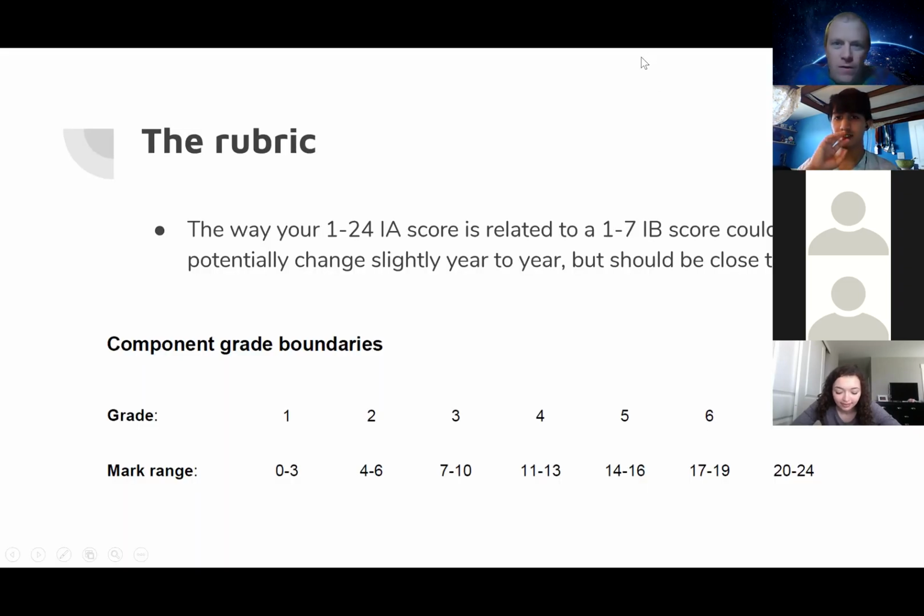Okay, so. Oh, I actually had a question about... Yeah, go ahead. Do you know what the curve might be if we got a 4 on it? So in my mind, a 4 is like a C-ish.